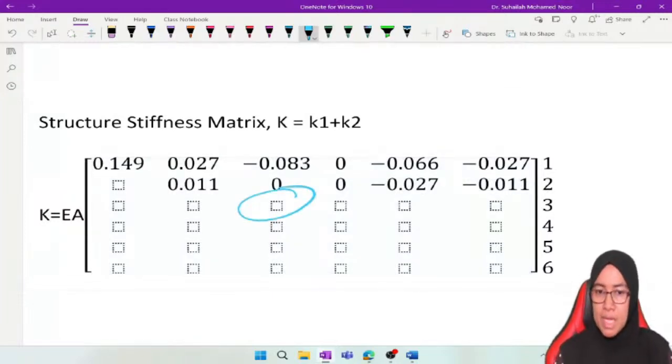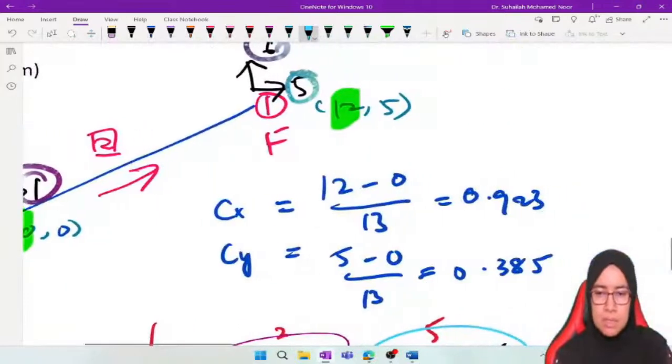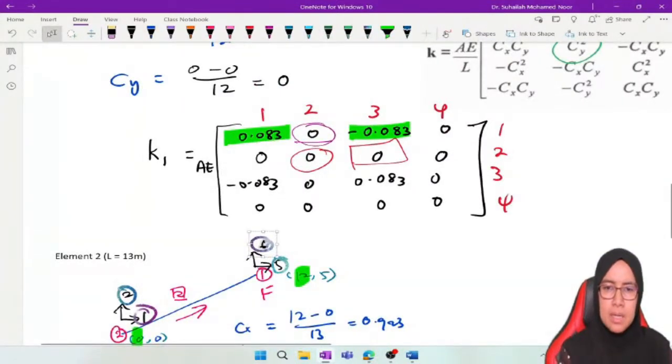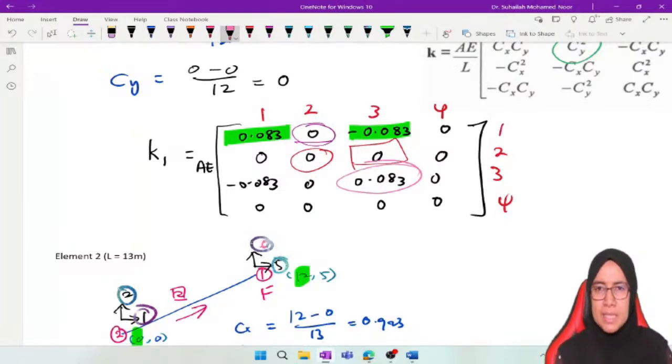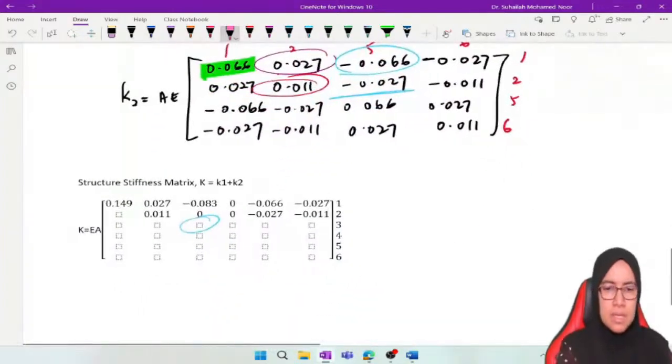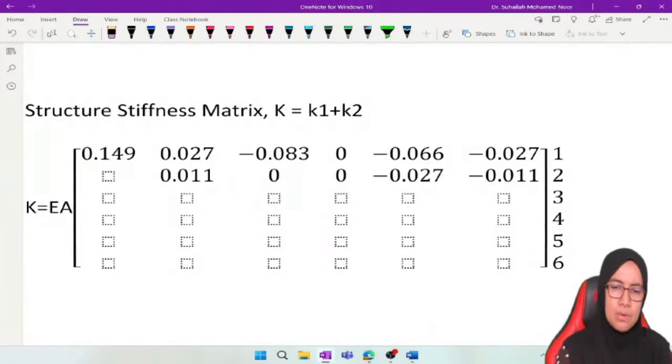Okay, so next we move to 3,3. 3,3 is 0.083. Okay, 3,3 is 0.083.